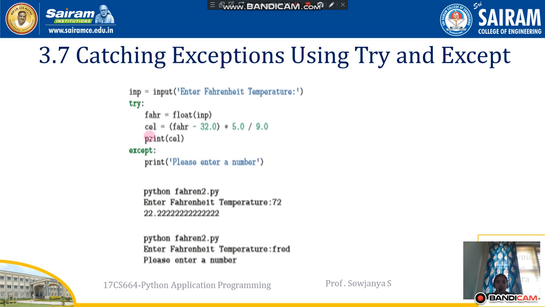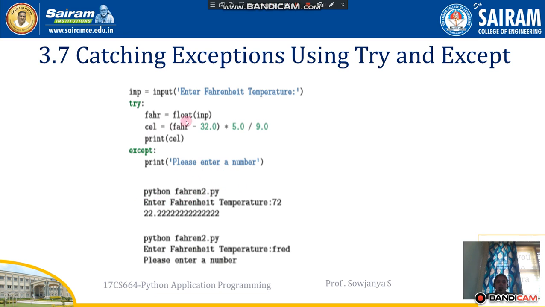Then we convert the Fahrenheit temperature to Celsius. The formula is Celsius is equal to Fahrenheit minus 32 times 5.0 divided by 9.0. When you print the Celsius, you should handle the exception. If the user gives some other string, it should throw an exception saying please enter a number. You have entered something wrong, please enter a number.